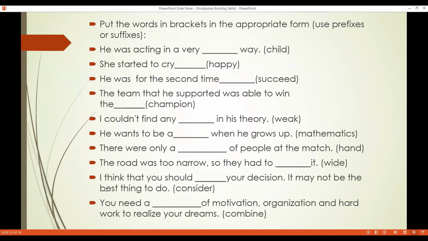And if we go to the second last sentence, I think that you should dash your decision. It may not be the best thing to do. I think that you should reconsider your decision. That is a prefix. So we are again going to do these types of similar exercises in the class.